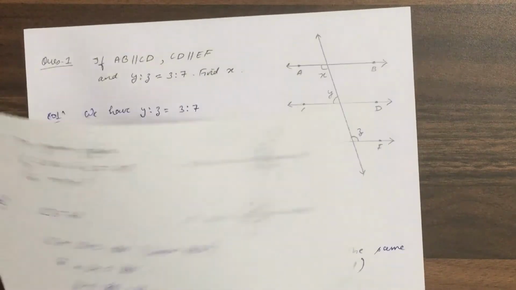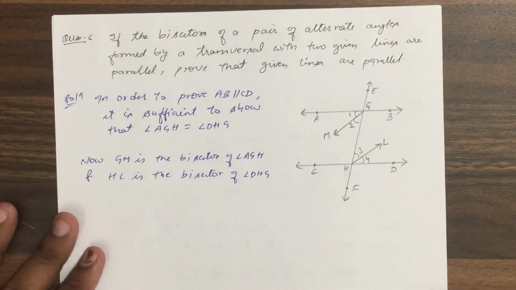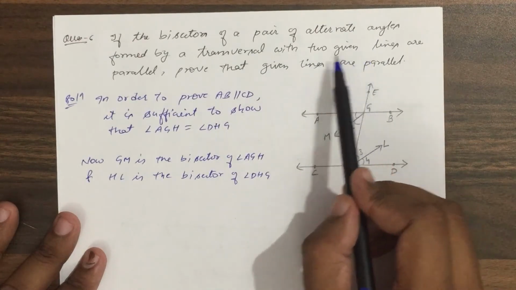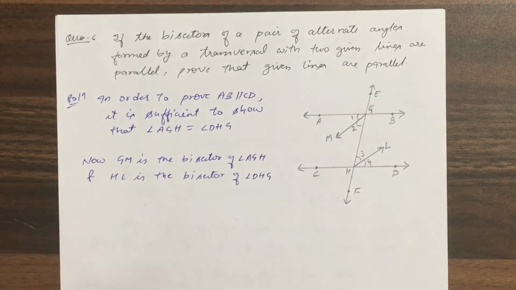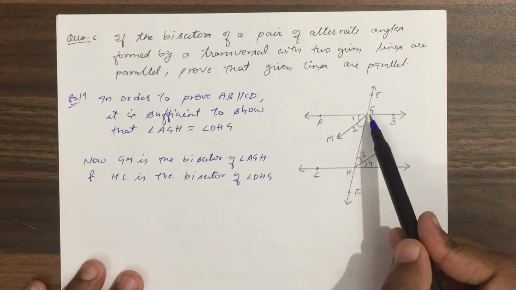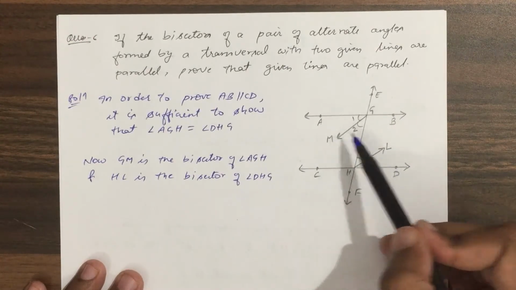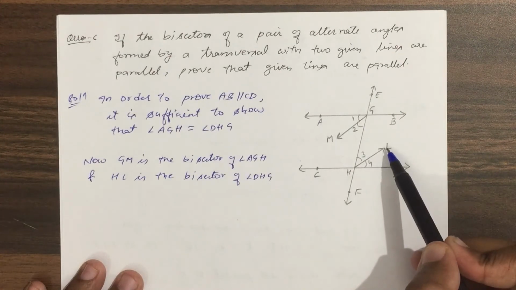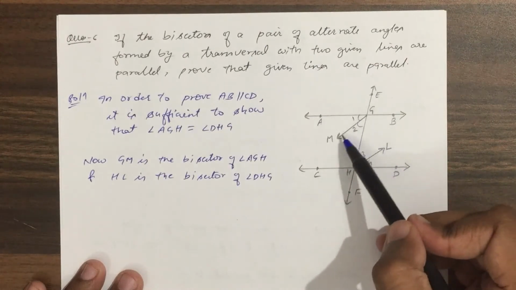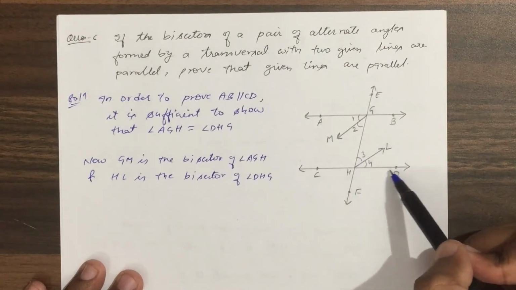Okay. Now come to the last question for today's lecture. If the bisectors of a pair of alternate angles formed by a transversal with two lines are parallel, prove that the given lines are parallel. Here these are the angles AGH and GHD. These are the two alternate angles. And GM and HL are their bisectors. GM is the bisector of angle AGH and HL is the bisector of angle GHD.